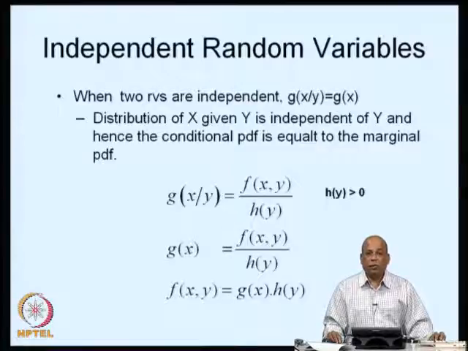Now, this is both the necessary as well as sufficient condition for the two random variables to be independent. So, we state more formally that the two random variables x and y are stochastically independent if and only if the joint density f of x comma y is given by the product of the marginal densities g of x and h of y.